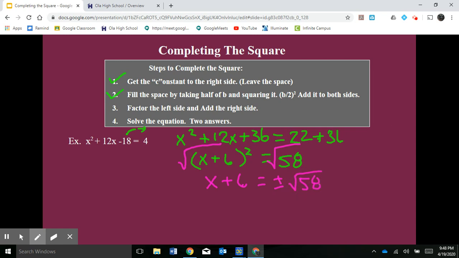Actually, this problem is a little easier than the other ones because I don't have to do anything other than take the 6 across the other side. X equals, that's my curly Q, sorry, negative 6 plus or minus the square root of 58. And I'm done.